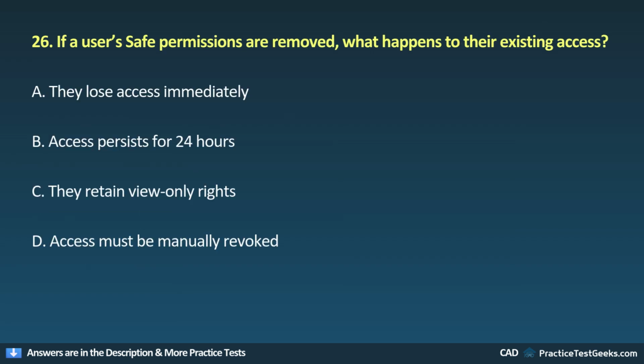26. If a user's safe permissions are removed, what happens to their existing access? A. They lose access immediately. B. Access persists for 24 hours. C. They retain view-only rights. D. Access must be manually revoked.